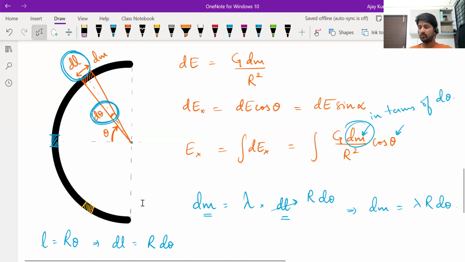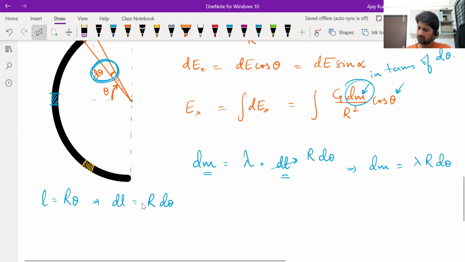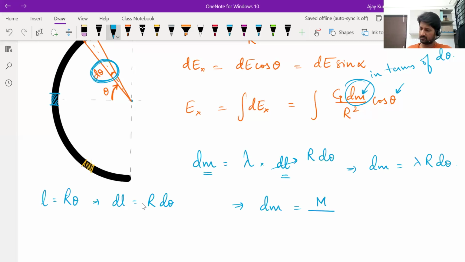Now, what is lambda? Mass per unit length. We took mass of this semicircular ring as m. And what is the length of a semicircle? Pi r. So that is lambda multiplied with r d theta. R gets cancelled. You get dm is equal to m into d theta by pi. So this is when you try to express mass in terms of length. And there's nothing wrong in doing that. That is the way you are supposed to proceed. It's a linear mass distribution. So mass of an element will be lambda into length of the element. That is what we have used.